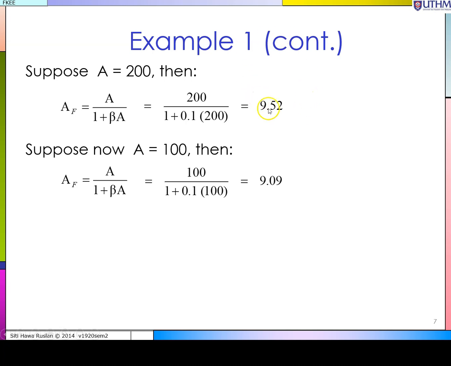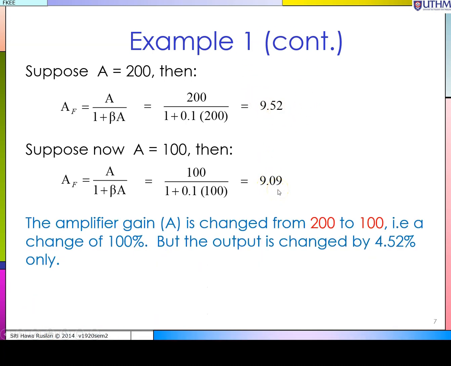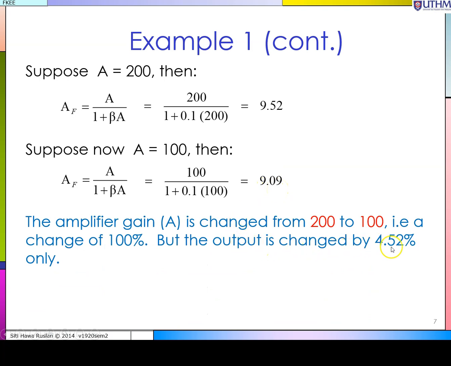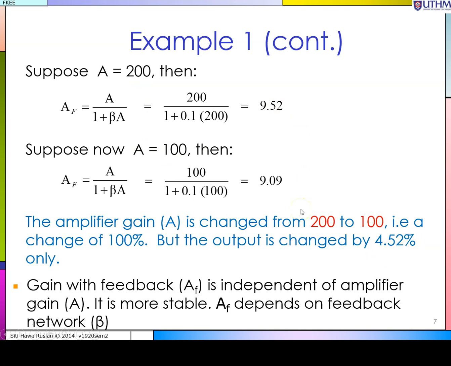So if you look over here, from 9.52 to 9.09, the change is only 4.52%, even though the individual gain of the amplifier was 200 and I changed it to 100. There's a 100% change from 200 to 100, but the output change is only 4.52%. This means that this circuit, which has negative feedback, is more stable, because it doesn't depend on the amplifier gain A, but depends on the value of beta.